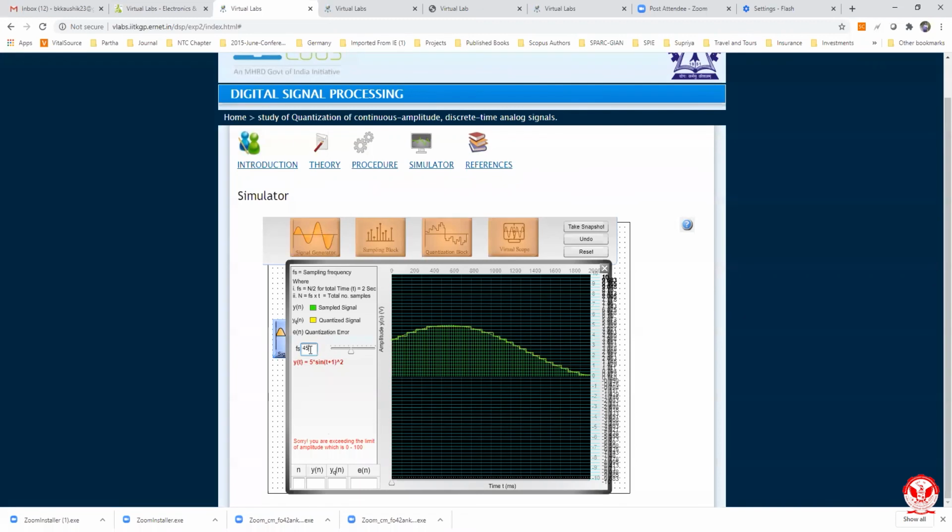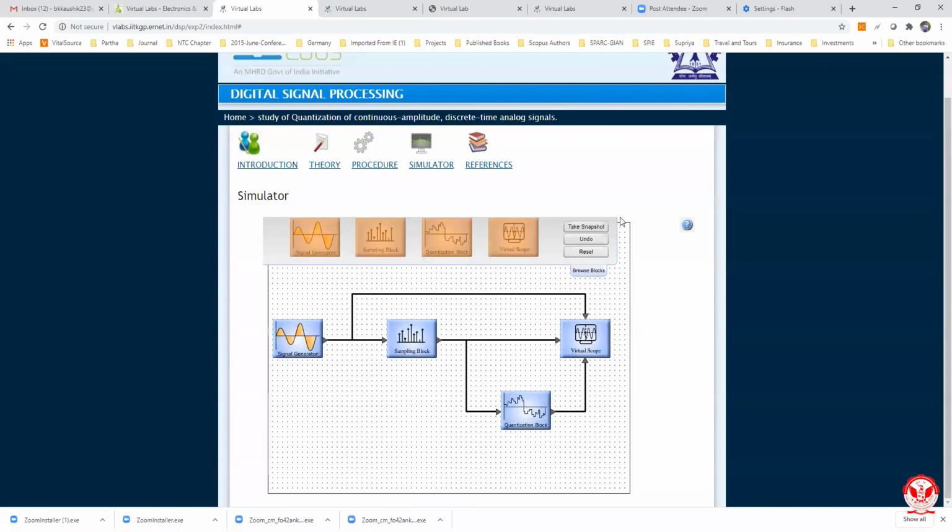So we can change the sampling frequency here, 430. See the sampling frequency here. So in this manner, again, we can take outputs from here also. We drag the cursor, select the end where we want to take output here. So this all is about quantization of the signal.